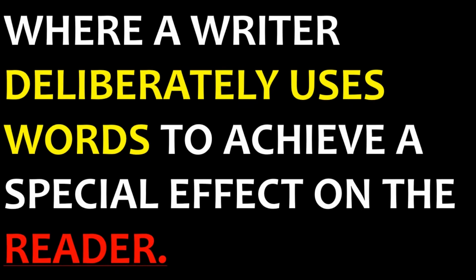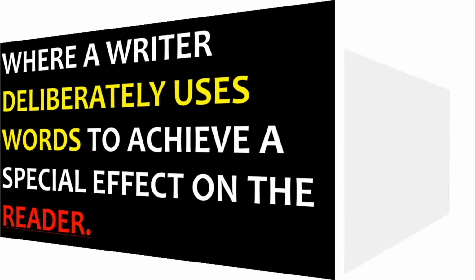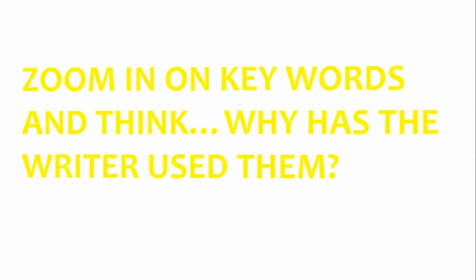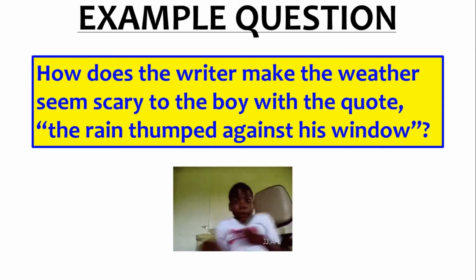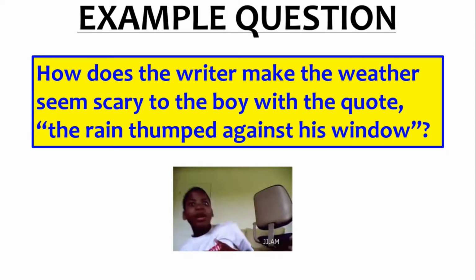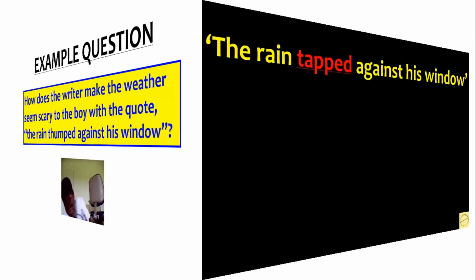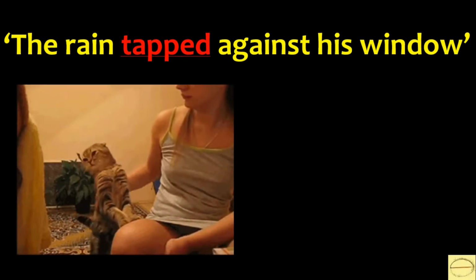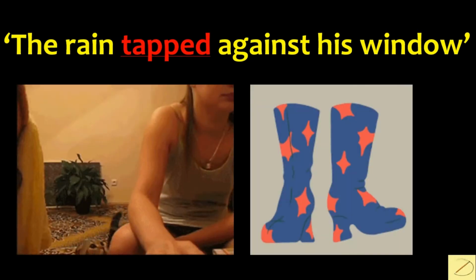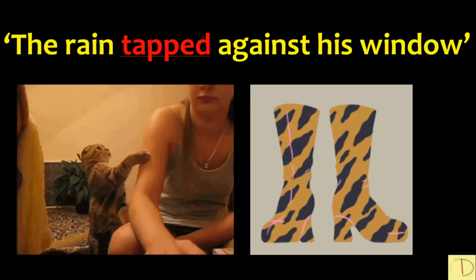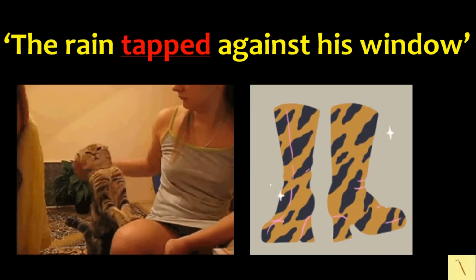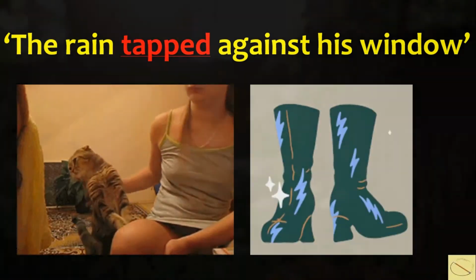Okay, so we're looking where a writer deliberately uses words to achieve a special effect on the reader. So we are going to zoom in on the word thumped. Okay, the rain thumped against the window, and we're going to say, why has the writer chosen to use that word? So for example, if the quote was the rain tapped against the window, the feeling we would get would be something like this. A tap is a soft, gentle thing, which would give a totally different idea of the rain to the reader.